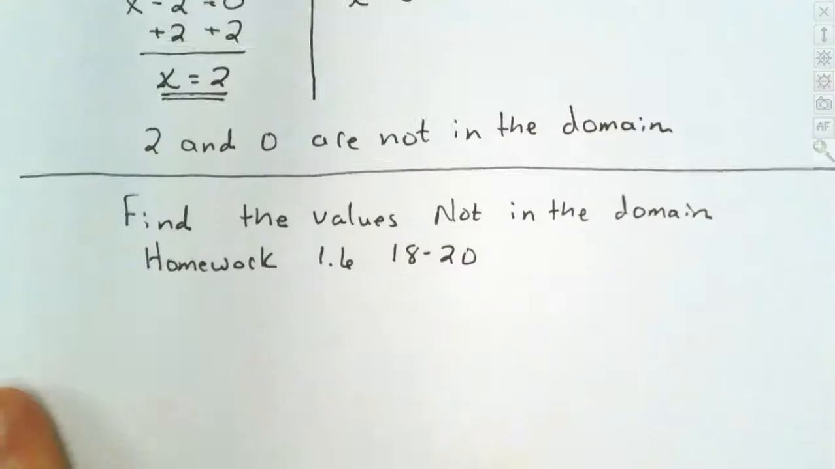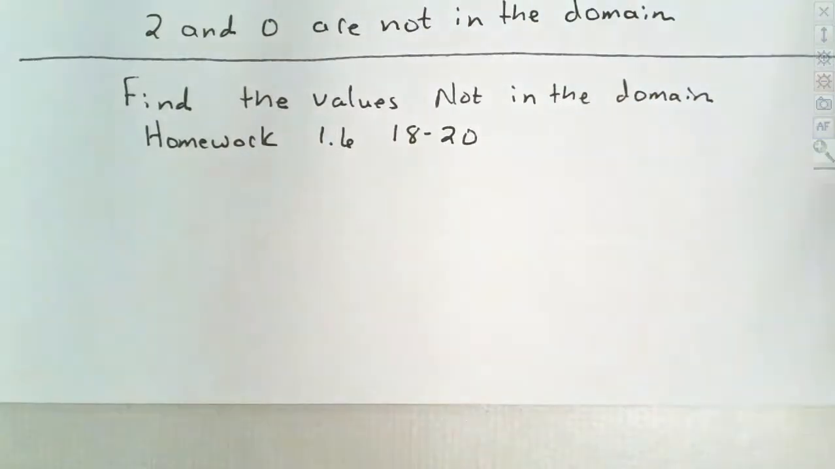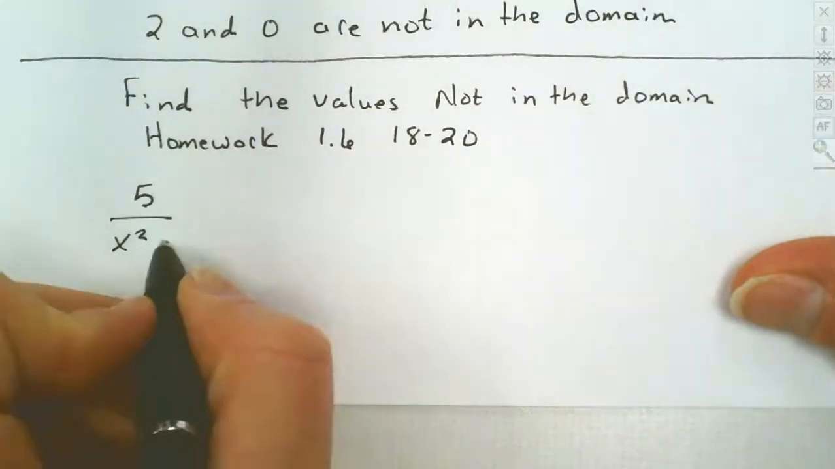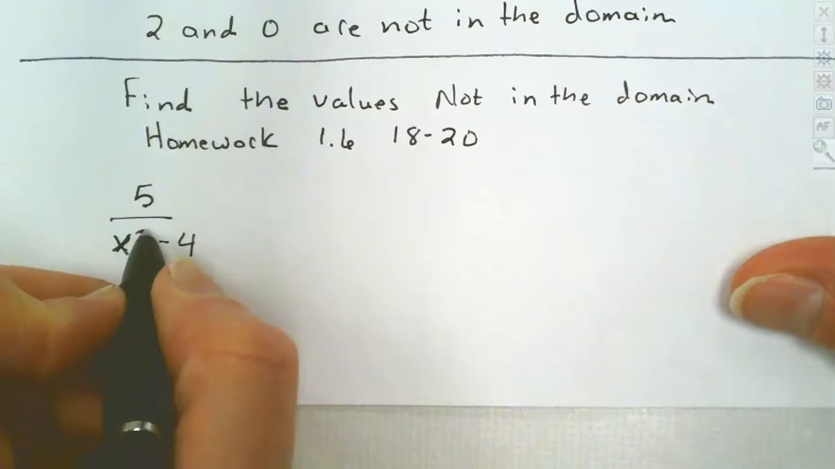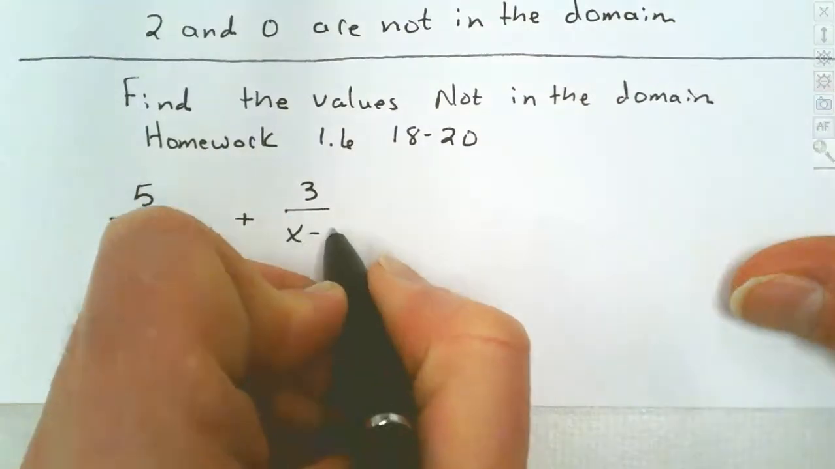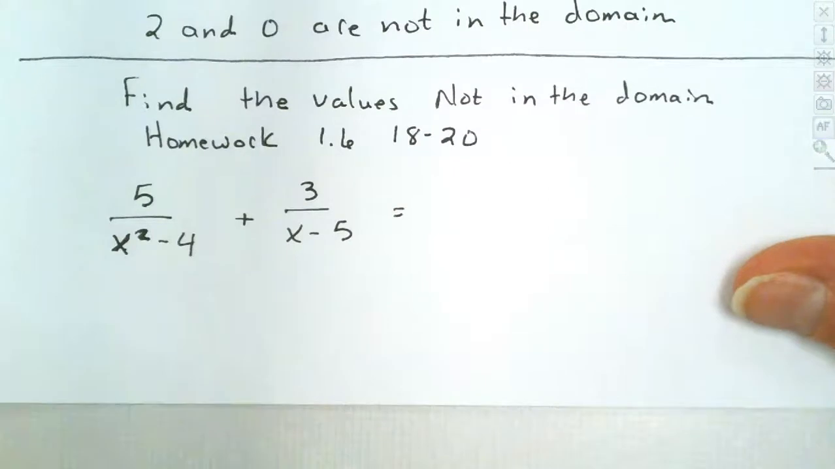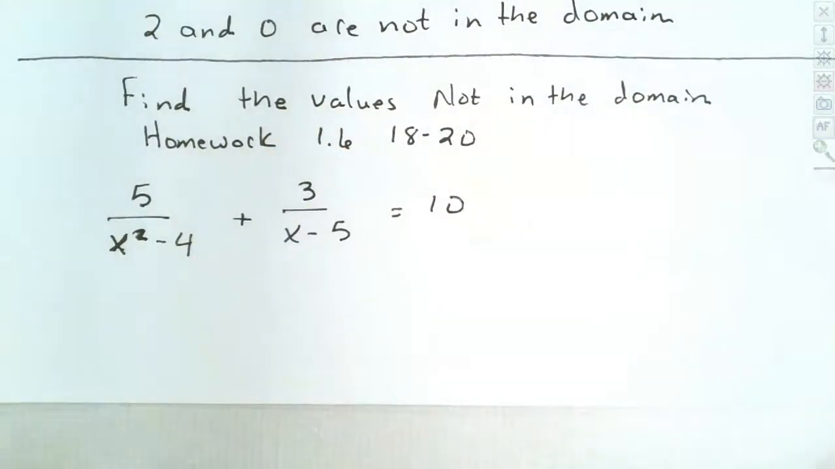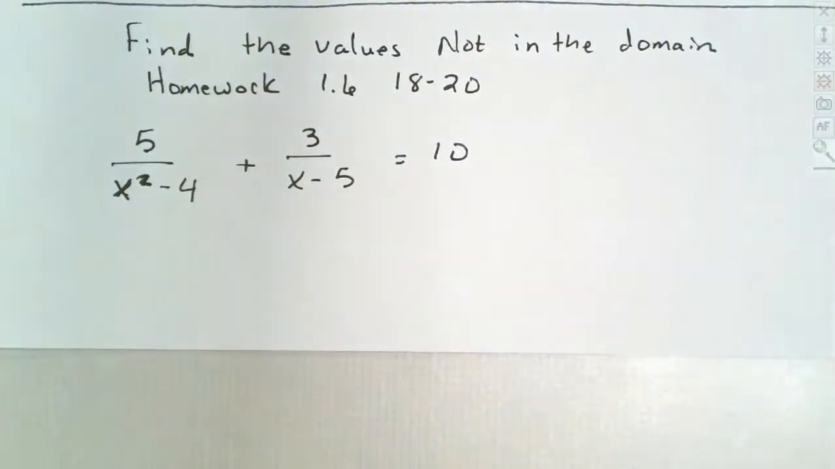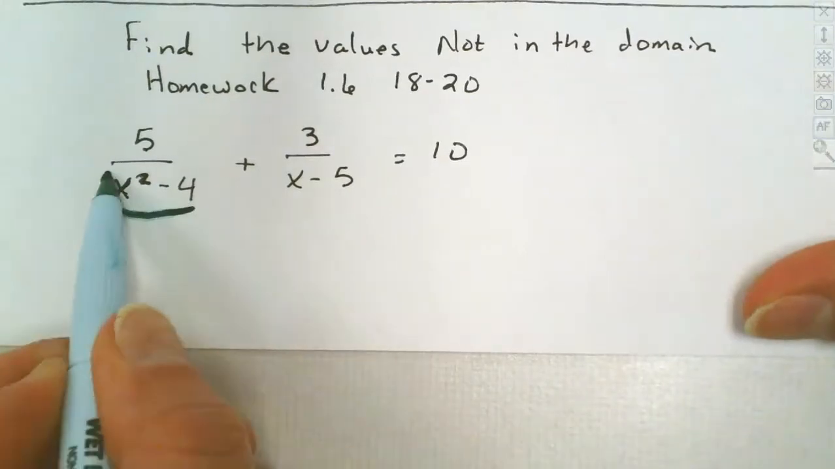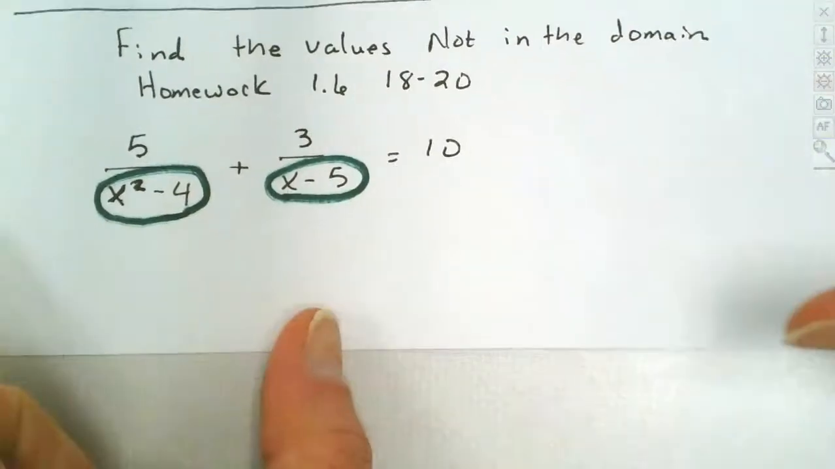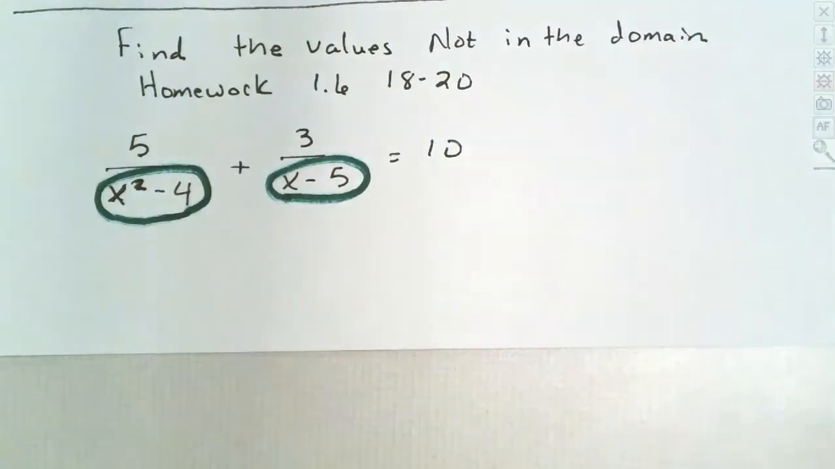I'm going to give you another one to look at here. This one you're going to have to factor. How about 5 over x squared minus 4 plus 3 over 7x minus 5 equals 10. Now, again, we're not solving these yet. What are we doing? We are finding the values of x that are not in the domain. So we look at our denominators, and we set each denominator to 0. So that's going to be our next step. Set the denominators to 0.